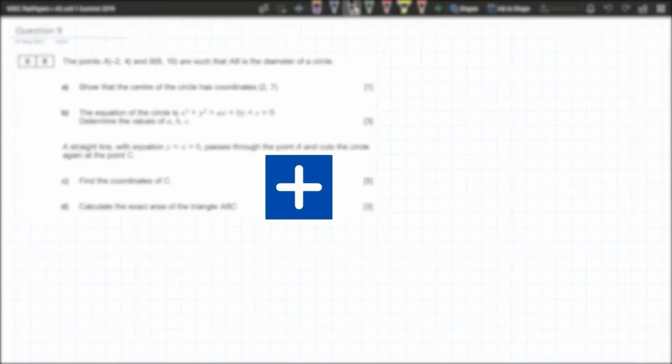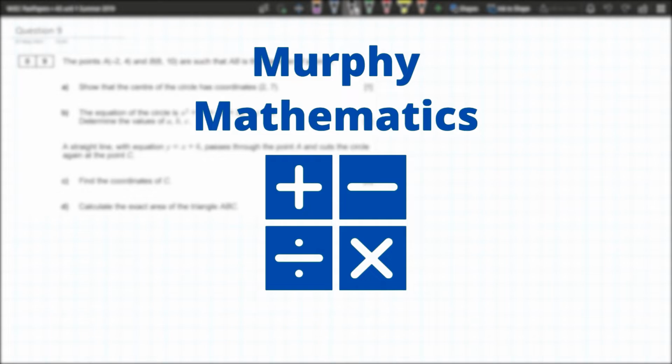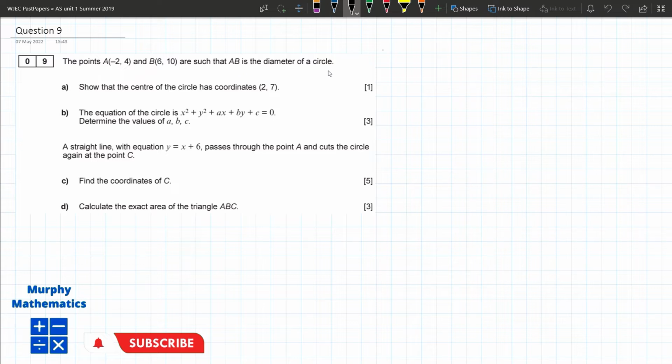Hi guys, this is question 9 on the AS Unit 1 Summer 2019 WJEC past paper. I've been given the points A (-2, 4) and B (6, 10), such that AB is the diameter of a circle. We're asked to show that the centre of the circle has coordinates (2, 7).